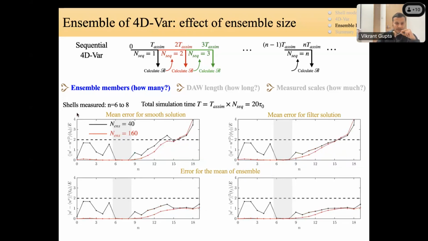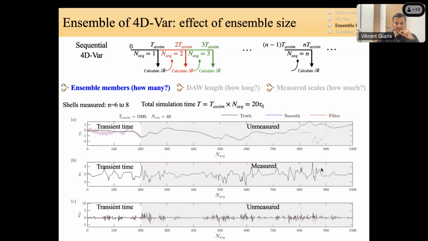Now let's look at when we measure shell number 6 to 8. So when we have basically less information, we see the benefit of using more ensemble members. With ensemble members equal to 40, we get destabilized solutions. So we have errors in the estimation. While when we have ensemble members equal to 160, that helps us to stabilize and get better estimations.